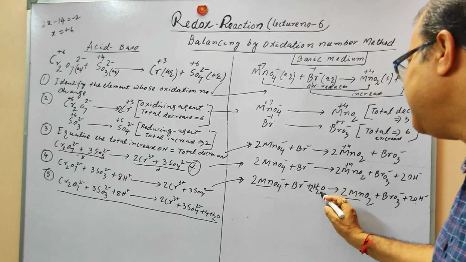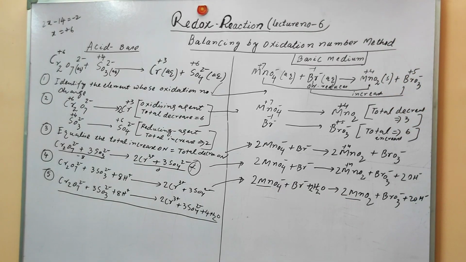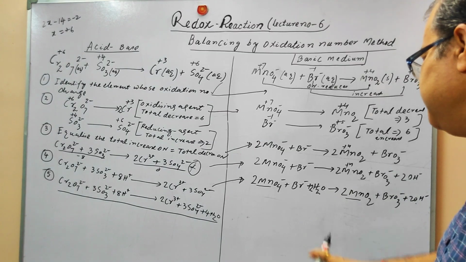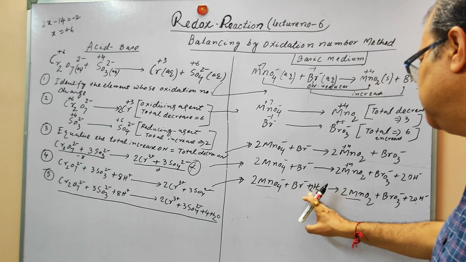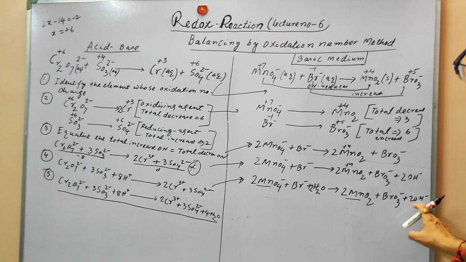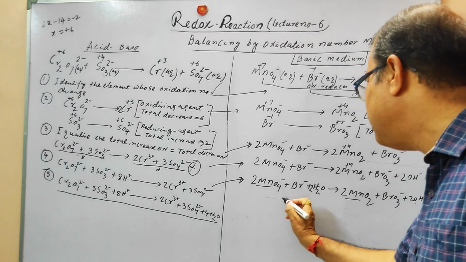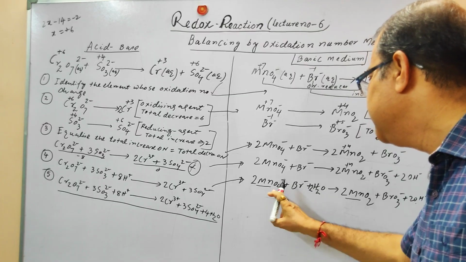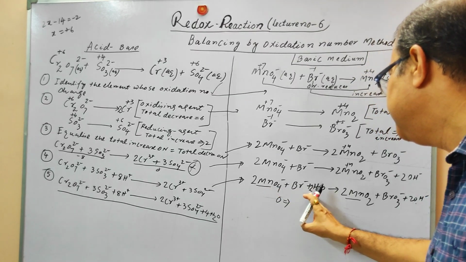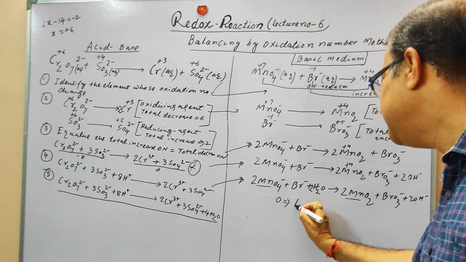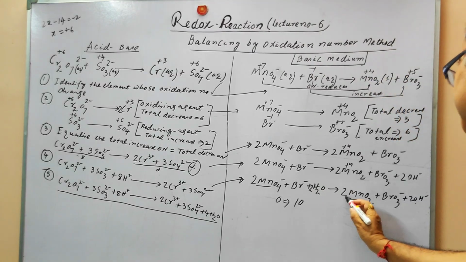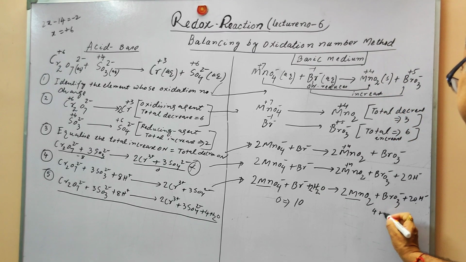Here you can see the total equation. Oxygen is balanced, but hydrogen also needs to be balanced. Looking at the oxygen atoms here, that is 8 from the permanganate, and the oxygen here is 10, and on the other side the oxygen is 4 plus 3 plus 2.